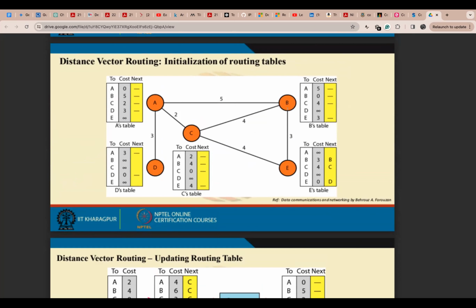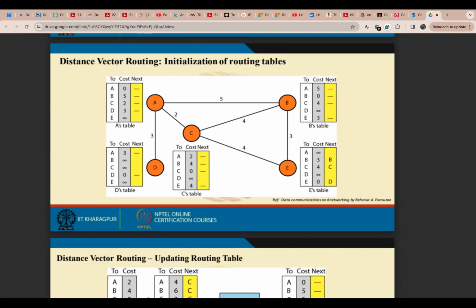So let's start with B. If you have to go to B, you don't need any next hop. You just take this route, and with the cost of 5, you will reach B. So in A's table, to reach B the cost you have to pay is 5, and the next hop is none because B is directly connected. To reach A, you pay 0 cost because you are already at A, and the next hop is none, undefined.